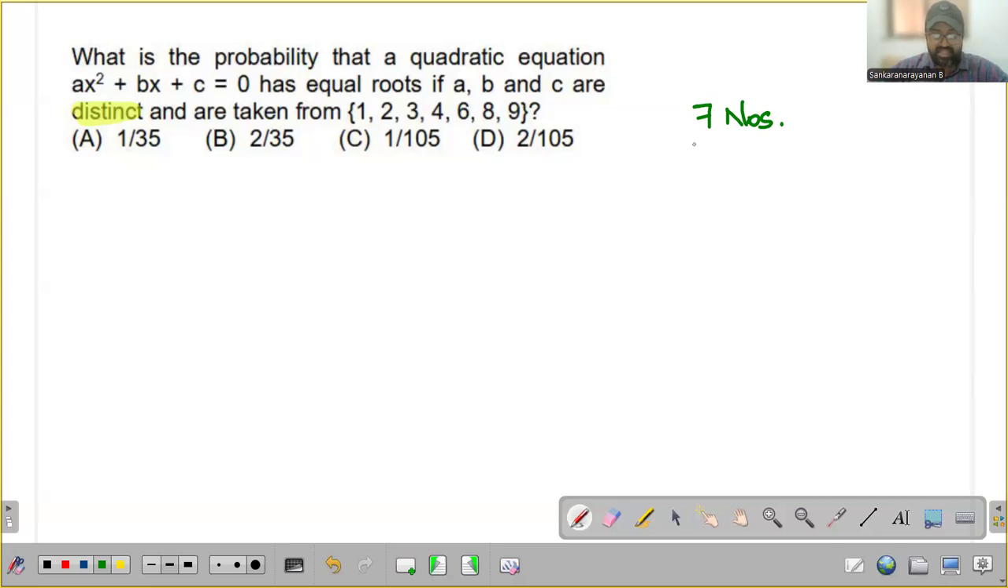In other words, the total number of ways in which you can allocate values to A, B, and C will be 7 into 6 into 5. Just observe A, B, C. They are waiting here. You can consider that A can take any of the 7 values.